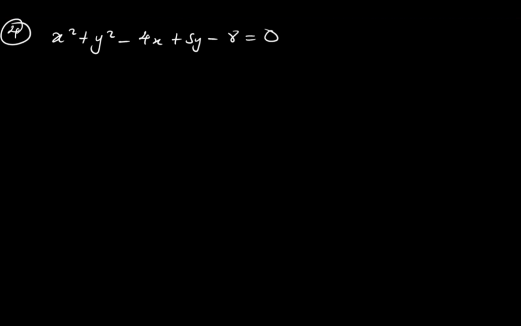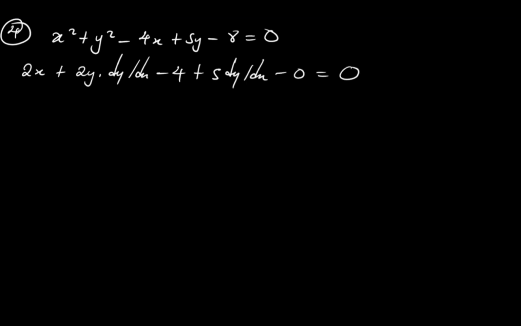Alright, so differentiate x squared, we're going to get 2x. Differentiate y squared, we're going to get 2y times dy over dx. Differentiate minus 4x, you get minus 4. Differentiate plus 5y, you get plus 5 dy over dx. Differentiate minus 8, that's 0. Differentiate 0, you know it's a 0.